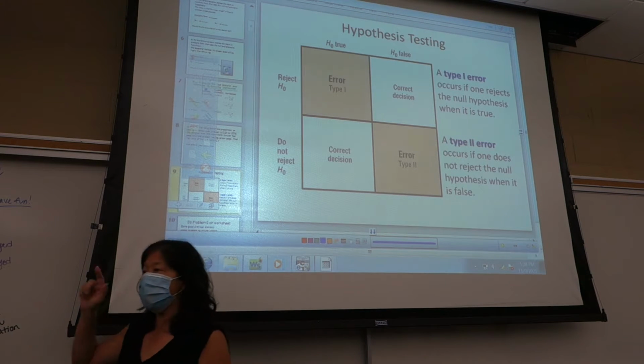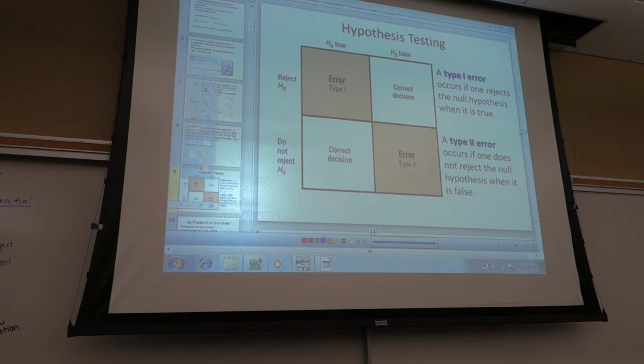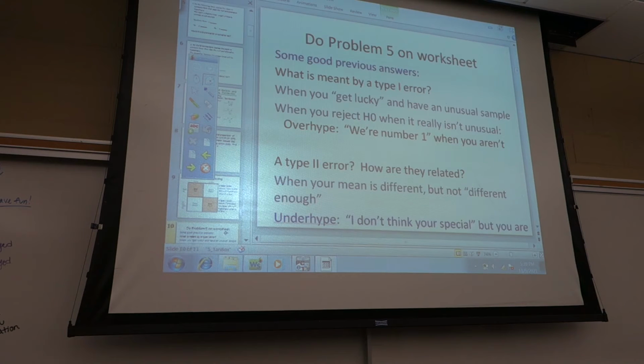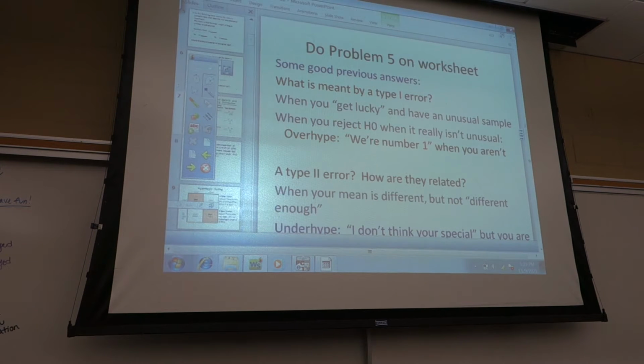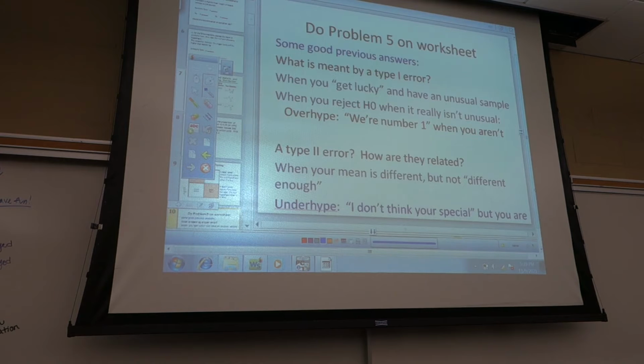If you think back to when everybody flipped a coin 100 times, roughly 5% of the class is going to get an unusual sample. They don't realize it, and say, oh, I found something, they're going to write a paper, and then people can't reproduce it. That's a type 1 error. Type 2 error, I'm just going to show you what some other people said. Type 2 error is when you do not reject H naught and you really should.